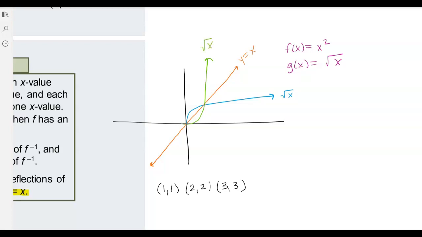And for this x squared graph, we're going to only select x's that are greater than or equal to 0. We're not going to consider any negative numbers, and that's what cuts off half the graph. And then also, we know that we can't take the square root of a negative number. So these two kind of match up, right?